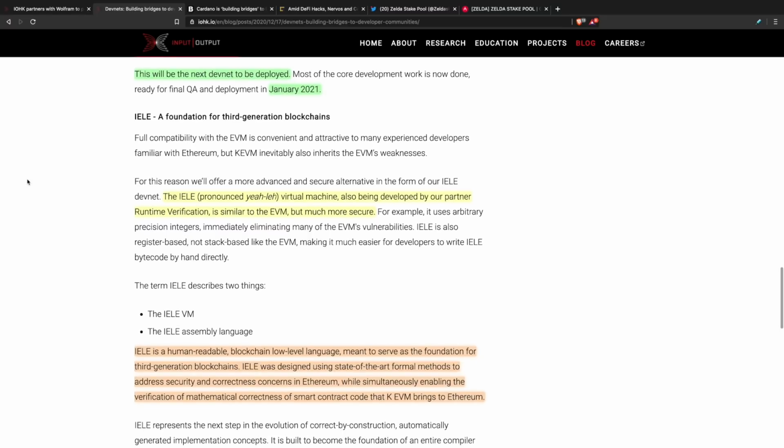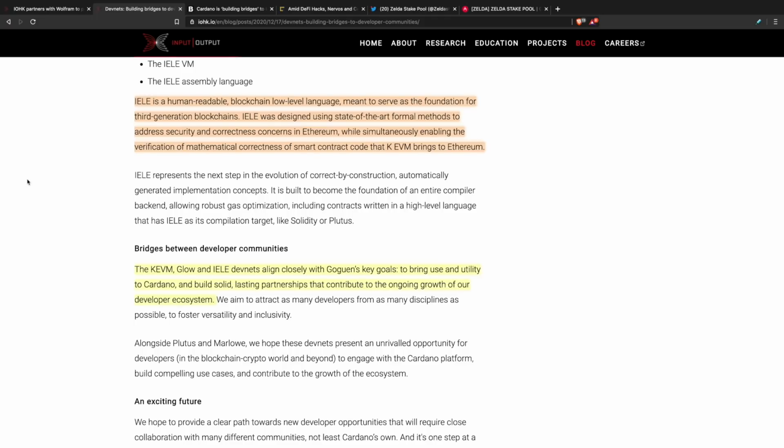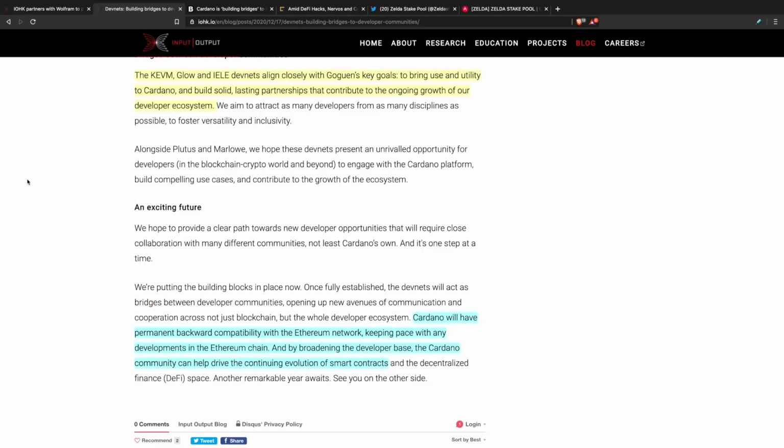And also we can see some developments with Yella. So IOHK has partnered with Runtime Verification. Yella is a human-readable blockchain low-level language meant to serve as the foundation for third-generation blockchains. Yella was designed using state-of-the-art formal methods to address security and correctness concerns in Ethereum, while simultaneously enabling the verification of mathematical correctness on smart contract code that KEVM brings to Ethereum. So there's lots of incredible things happening here with KEVM, Glow, and the Yella DevNets. They're going to bring use and utility to Cardano and build solid, lasting partnerships that continue to contribute to the growth of the developer ecosystem. So lots of exciting things happening with these developments.